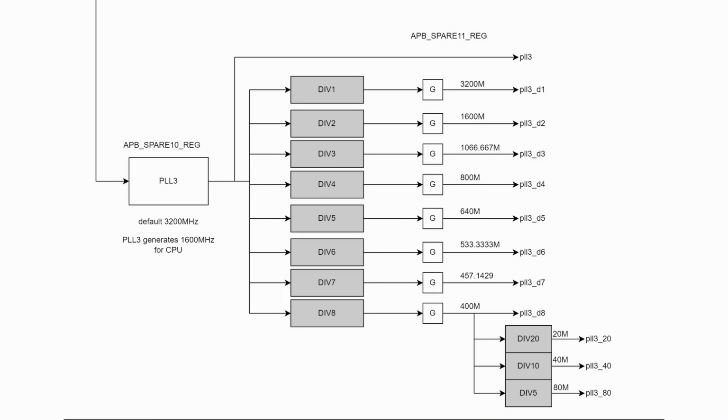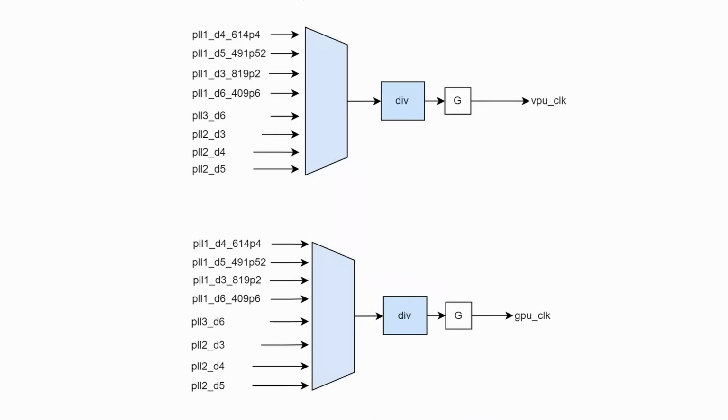PLL3D1 and D2 are 2 of the 8 available PLL3 subclocks, while PLL3 itself is derived from the 24 MHz clock crystal. By default, PLL3 is 3.2 GHz, but it can also run at different frequencies depending on the SoC configuration. Also important is that there's other devices also using the PLL3 reference clock.